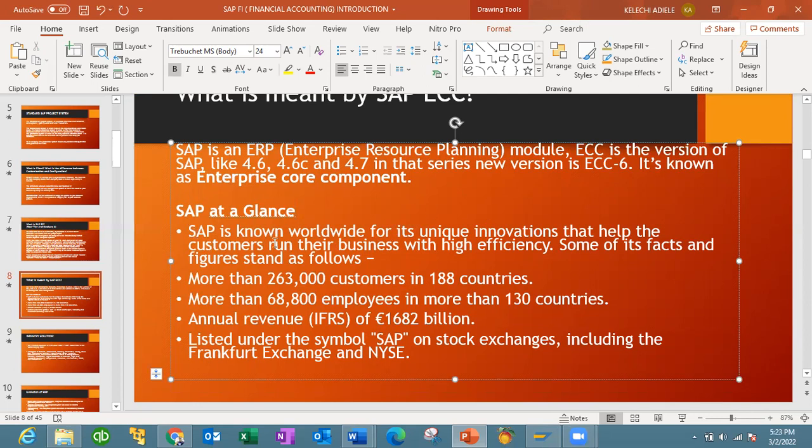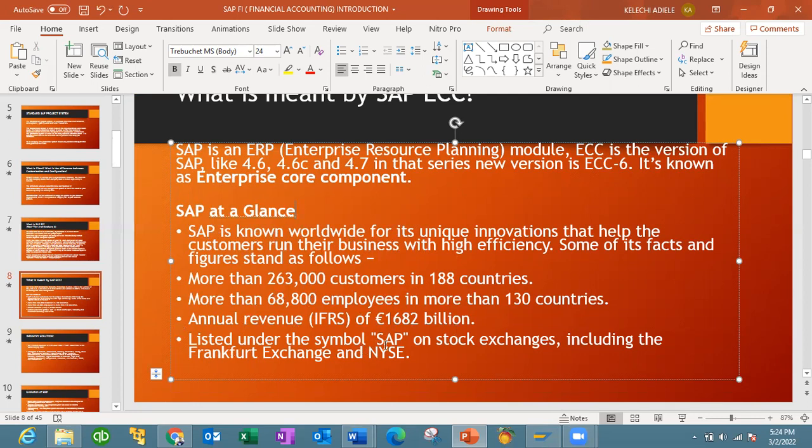Let's look at SAP at a glance. I think the next 7 minutes will be done. SAP is known as, of course, it has more than 263,000 customers in 188 countries. More than 68,800 employees in more than 130 countries. Of course, the revenue is around 1,302 billion. Is this pounds or what?